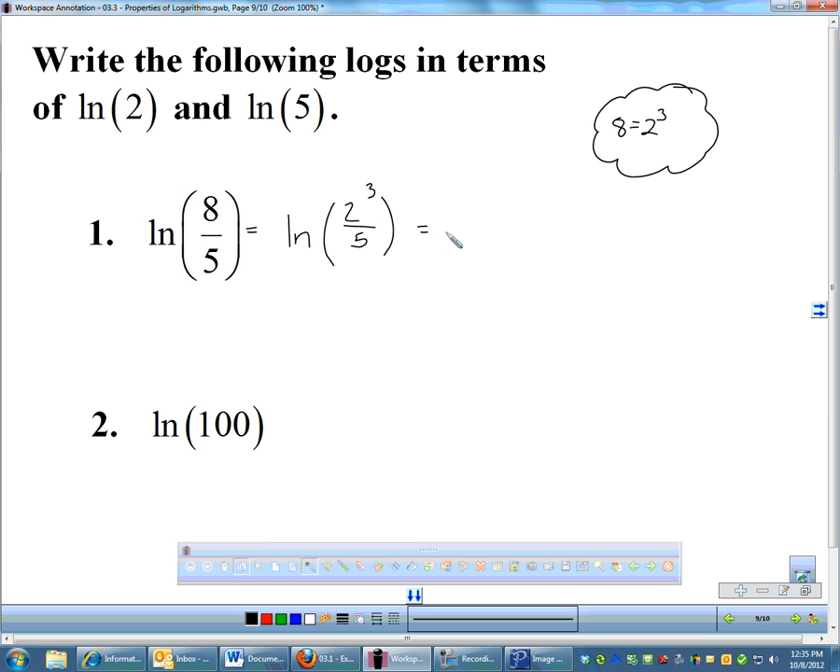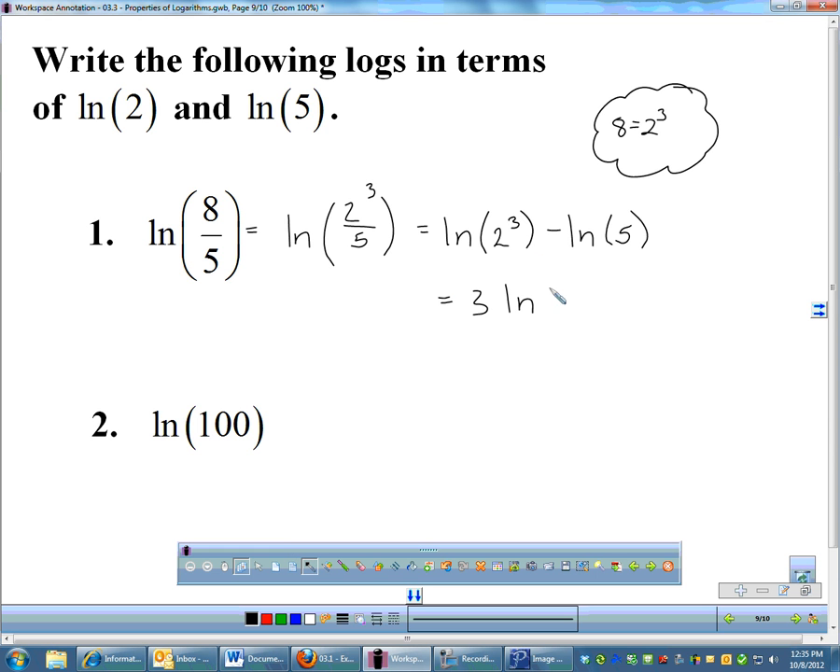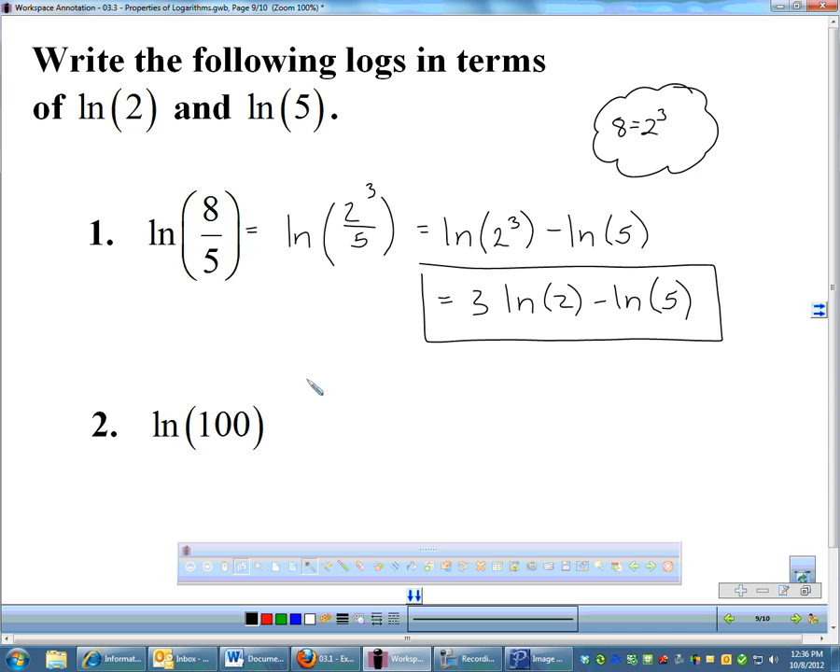I'm dividing, so if I'm dividing inside a log, that's going to be the ln of 2 cubed minus the ln of 5. You split it with subtraction if you're dividing. And then my 3 is going to come down front, so that's going to be 3 natural log 2 minus natural log 5. And that'll be your answer. So that's what I mean by write it in terms of 2 and 5. You just have to convert the numbers into 2s and 5s.